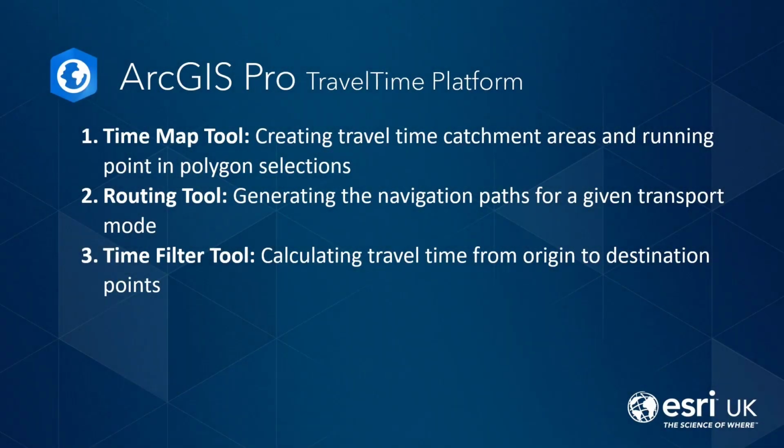In this ArcGIS Pro video, I'm going to demonstrate some tools in the Travel Time Platform plugin. First, we'll talk about the Time Map tool, which is useful for creating travel time catchment areas, and you can also run point and polygon selections on them. Then we'll talk about the routing tool, which can be used for generating navigational paths for a given transport mode at a given time of the day.